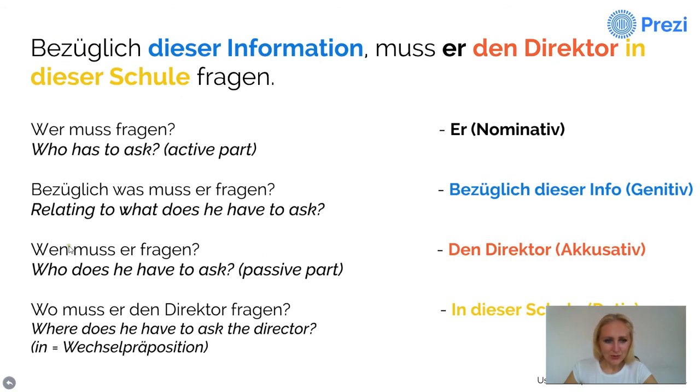The next case question is, wen muss fragen? So here we're asking, who does he have to ask? Jemanden fragen, the verb fragen, or to ask, is an accusative verb. Whomever we are asking needs to be put in the accusative case. So wen muss fragen? Who does he have to ask? It's the passive part here, who is being asked, or who he needs to ask.